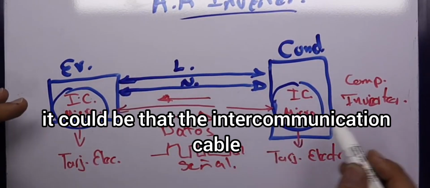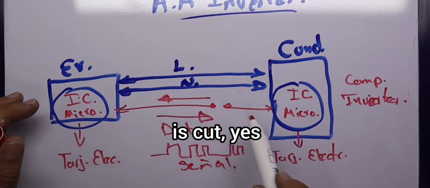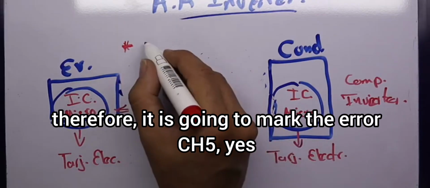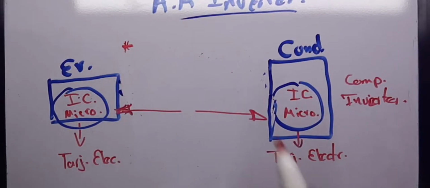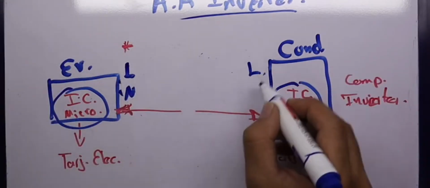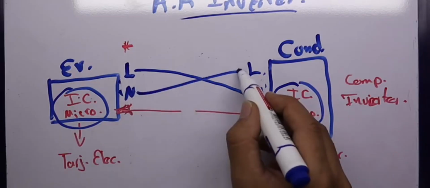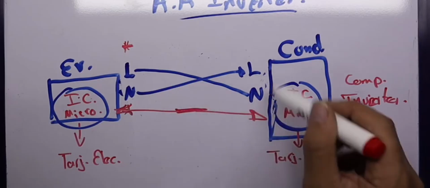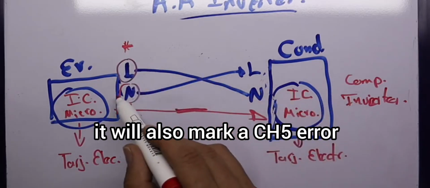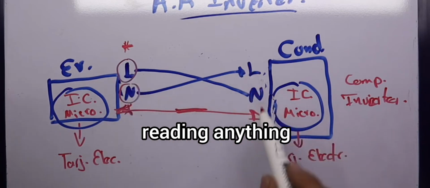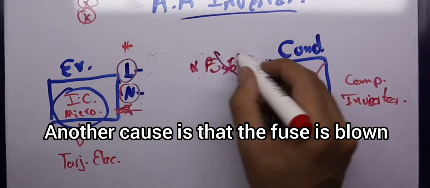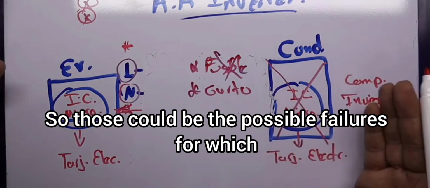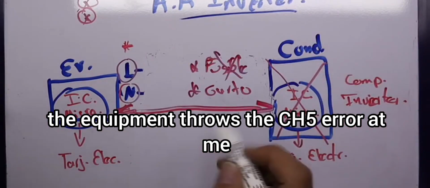Here, what can happen? An intercommunication error. It could be that the intercommunication cable is cut, that cable that I'm going to show you now. If it is cut, there is no signal transfer, therefore it is going to mark the error CH5. That is the first failure that could be causing that error. Another thing could be that the technician has connected the cables wrong. If the cables are crossed, it will also mark a CH5 error, because the electronic card could be reading anything. Another cause is that the fuse is blown, or that the card of the condenser unit is already shorted. So those could be the possible failures for which the equipment throws the CH5 error.